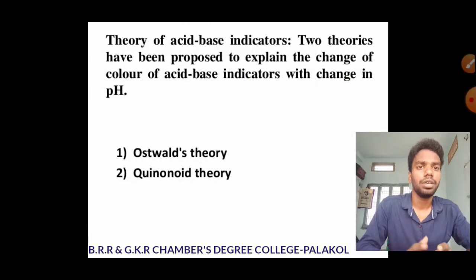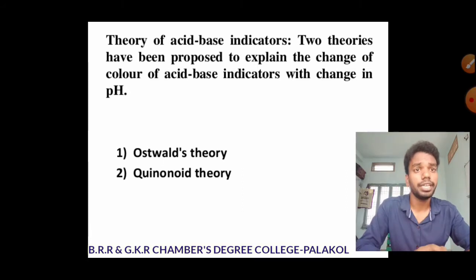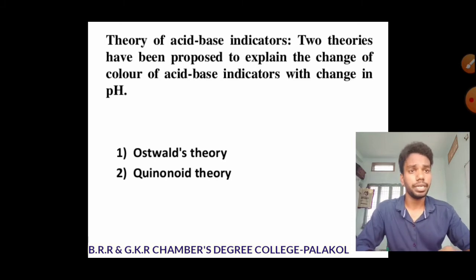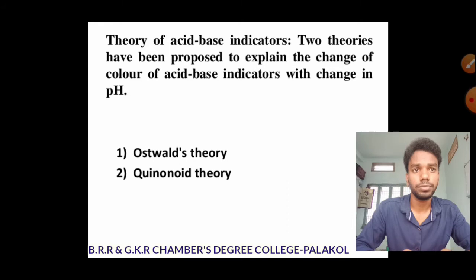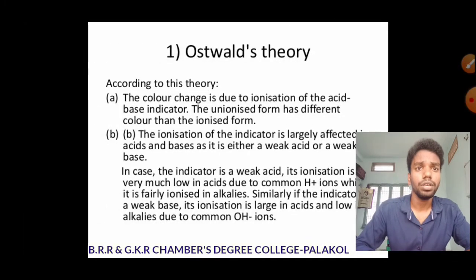media, right? So the question here is, why do these indicators show different colors in different media? What is the theory involved in acid-base indicators? So, theory of acid-base indicators: two theories have been proposed to explain the change of color of acid-base indicators with a certain change in pH, namely Ostwald theory and quinoid theory. First, the Ostwald theory. According to this theory, the color change is due to ionization of the acid-base indicator. The ionized form has a different color than the unionized form.